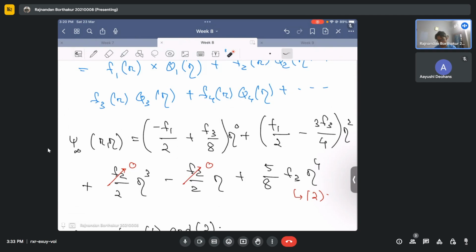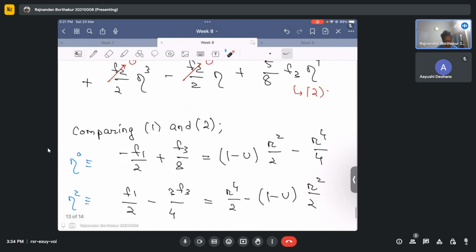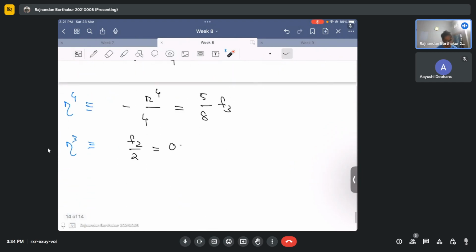Just 1 second. I'm just cross checking something with my notes. Just a minute. 1 by 2 plus 3 by 8. That is to go to this term and, all right, let's do it and see what we get. If there is a mistake, we will try to find it from there.